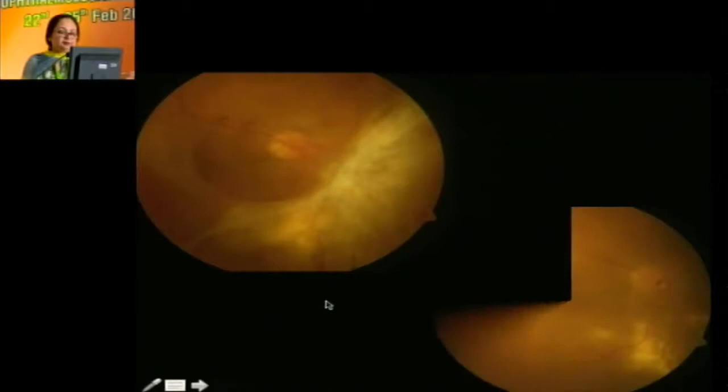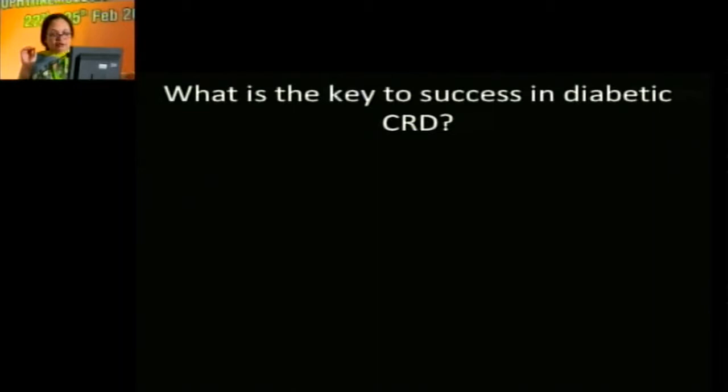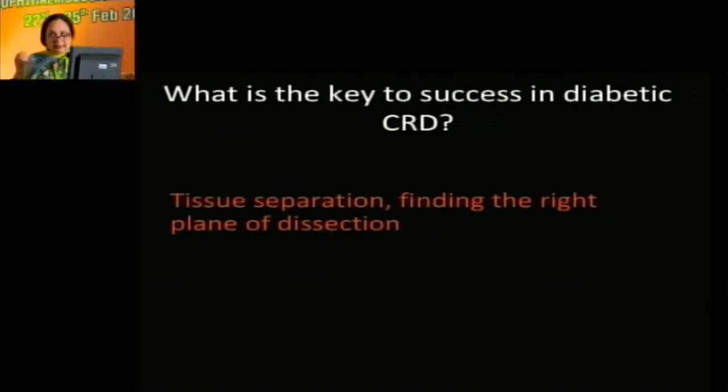What is the key to success? The key to success is tissue separation. The only important thing is that you identify the plane of dissection. If you are able to identify the plane of dissection through which your instruments go, that is the best, half the battle is already won.